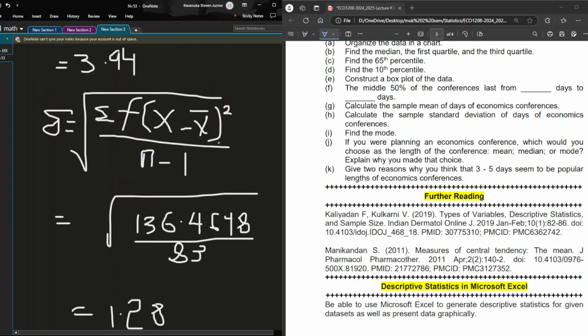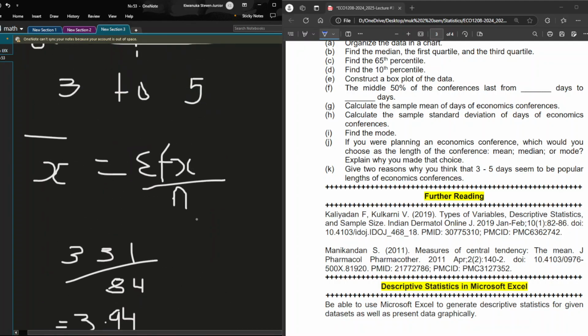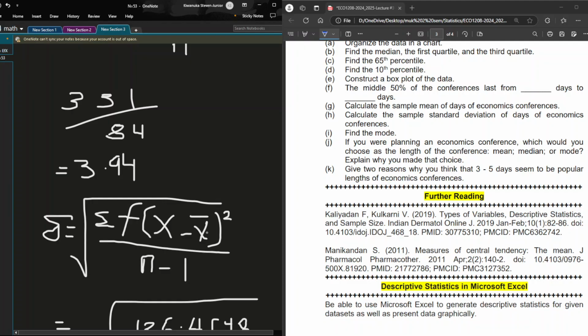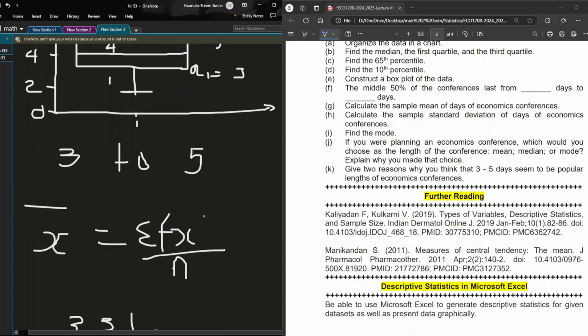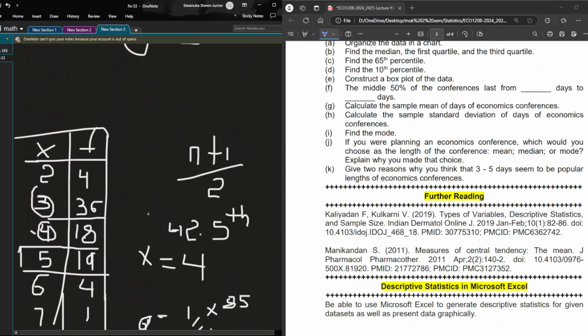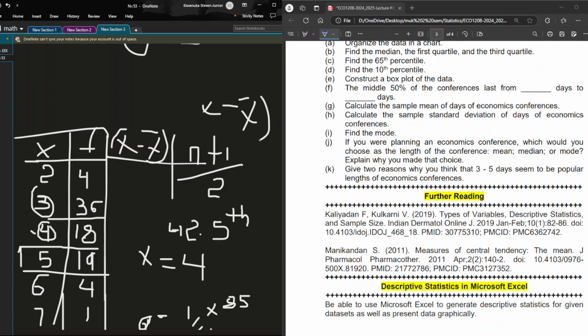That calls for us to explicitly include these details: x minus x bar, then x minus x bar squared on this, and then you can as well include f times x minus x bar squared.